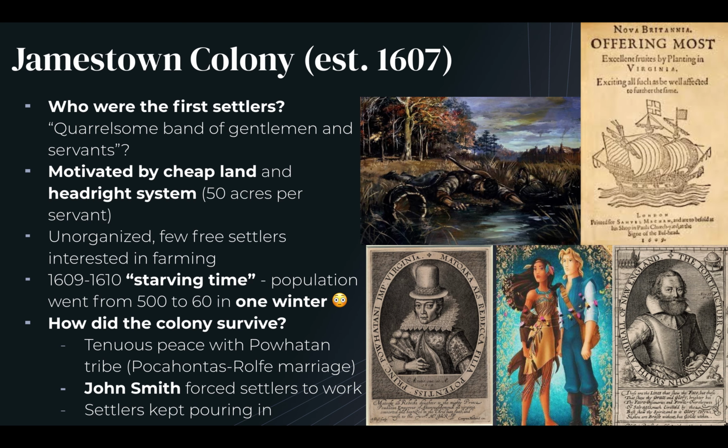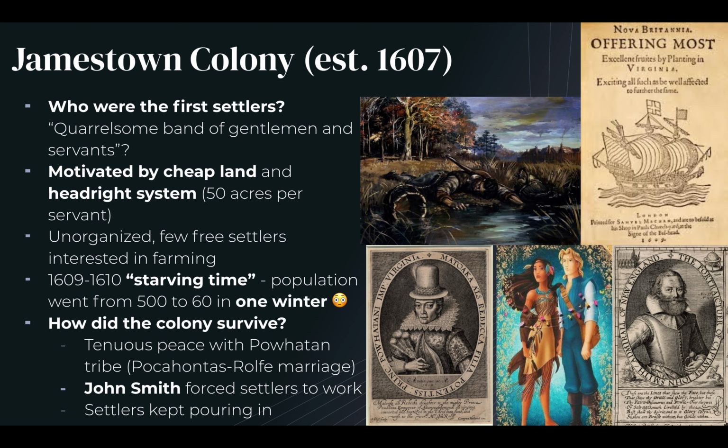Okay, so first, the really important thing to think about is who the first settlers were and what they were looking for. Foner has a quote describing them as a quarrelsome band of gentlemen and servants. That suggests that they were not particularly organized in the earliest years of Jamestown's settlement. They were much more concerned with individual opportunity, particularly economic opportunity. They were also very much looking for land, cheap, available land.